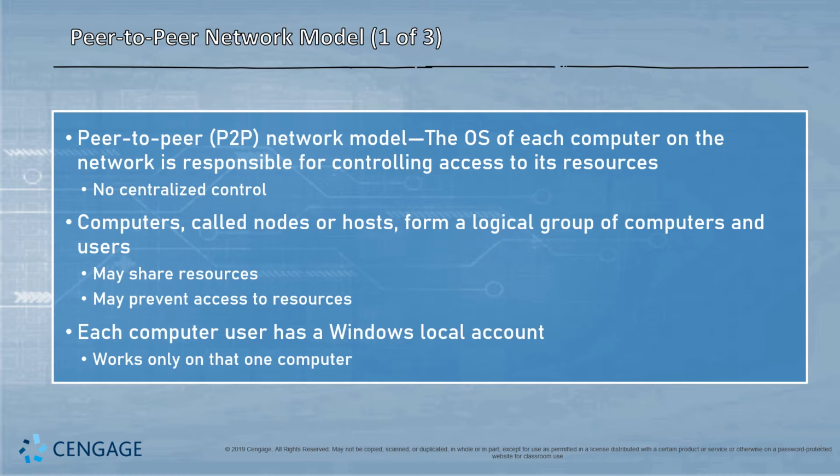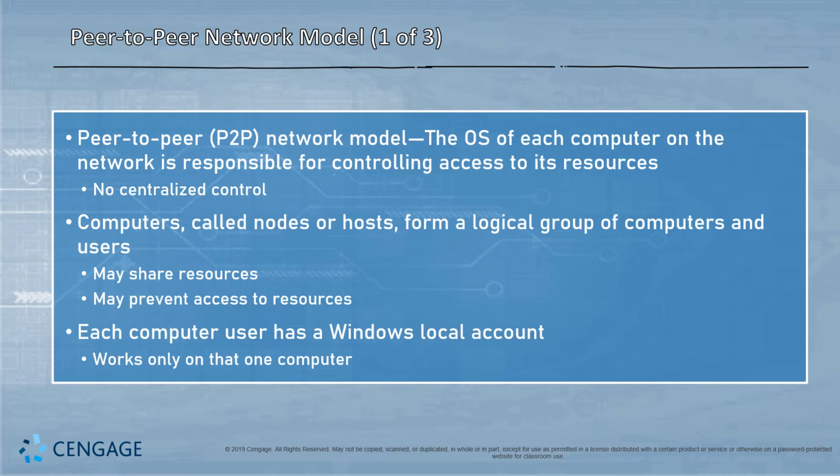This means that computers, also called nodes or hosts, will form a logical group that has a hierarchy of 1. There is no overarching authority. You can share resources, you can deny access to resources. It's all local decision making. So each user can control what's present or not. Now, in order to connect in this way, every computer has its own local Windows account or equivalent connectivity through Mac or through Linux or whatever you're using. But that account only works on that computer.